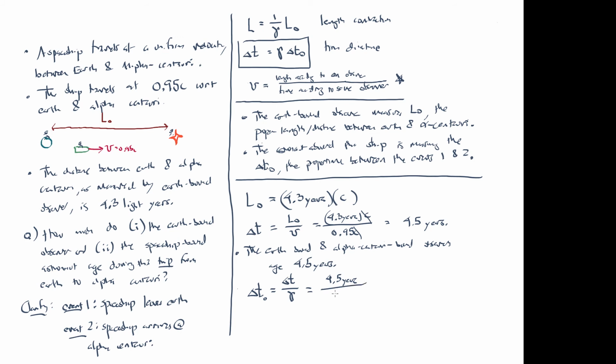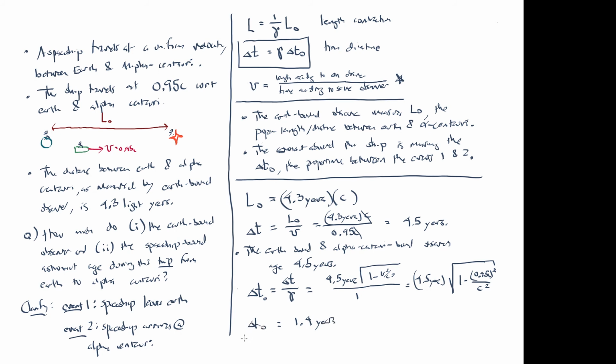And now we need to plug in gamma. I'll write that down here. I guess gamma is in the denominator, so let me go back a moment. So gamma is 1 over the square root of 1 minus v squared over c squared. Okay, and we can plug in our numbers, 4.5 years times the square root of 1 minus 0.95 c squared over c squared. And I did these calculations previously, so we end up getting 1.4 years.